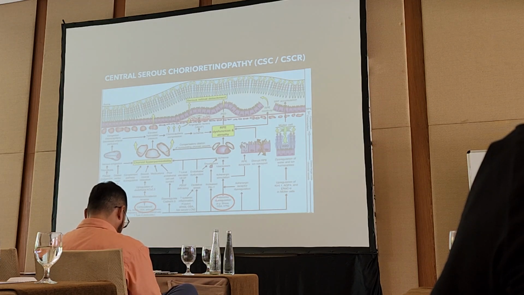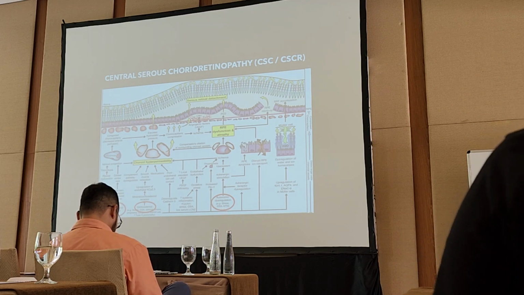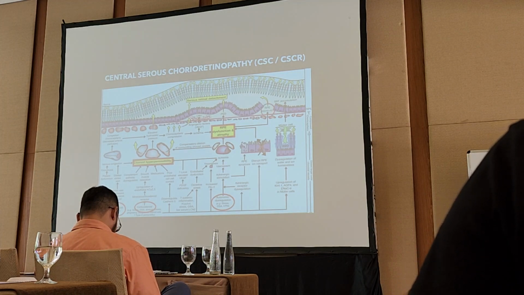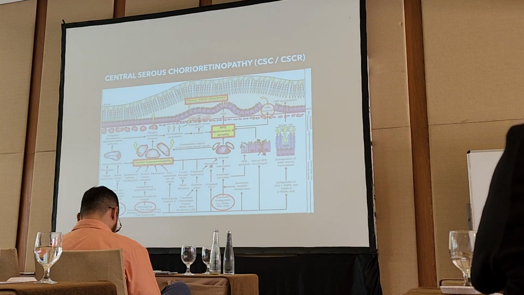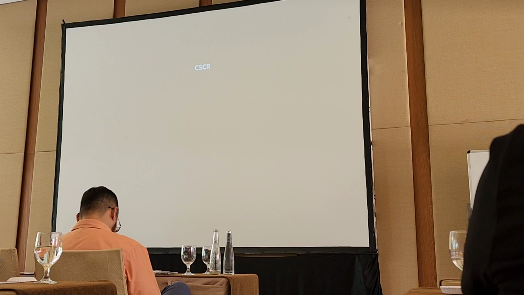Or autonomic dysregulation, for example, from stress, or personality type A, maybe you're a perfectionist, or you're an easily stressed person, you're more likely to get a serous retinal detachment compared to your other colleague. Okay, there's hyperpermeability and RPE dysfunction and atrophy. Okay, so basically you have a break in the RPE, a microrip, and then the fluid from the choroid comes under the retina.